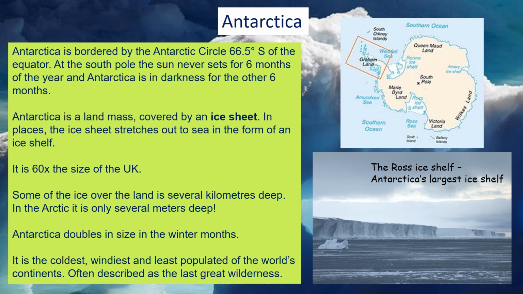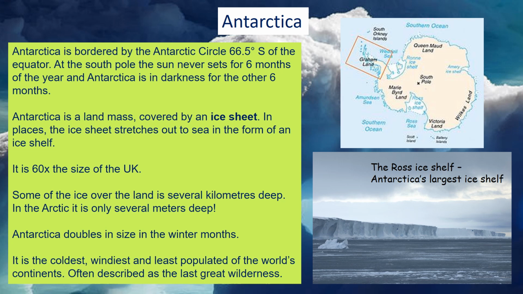It's 60 times the size of the UK, really, really big. Sometimes, the ice on the land can be several kilometres deep. In the Arctic, because the Arctic's just a frozen sea, the sea ice is only several meters thick. So a real big difference in the thickness of the ice between the Arctic and Antarctica.